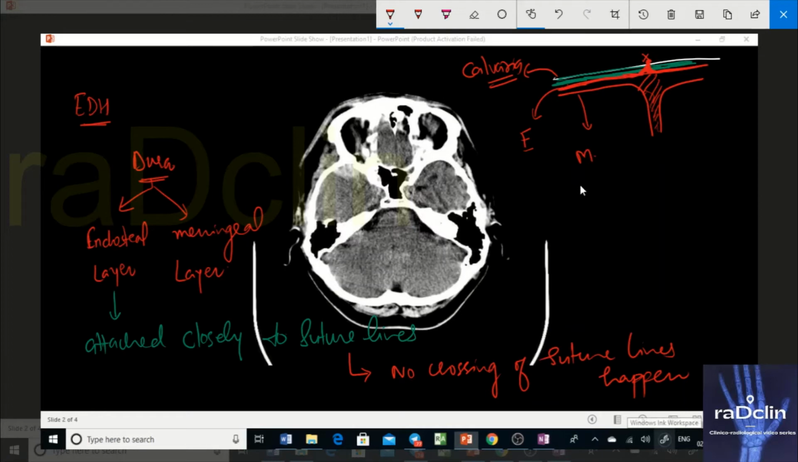The stripping of the endosteal layer is what is difficult. That is why it creates a biconvex shape. Okay, it creates a biconvex shape. On the other hand, if you see SDH, which is concavo-convex, because it is subdural, it is inner to the endosteal layer. So there is no need for stripping of the tightly adherent endosteal layer. That is why it can easily seep into the edges, and that is why it is concavo-convex.